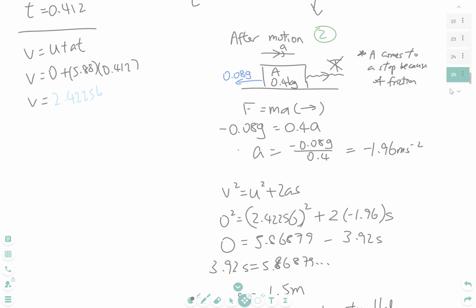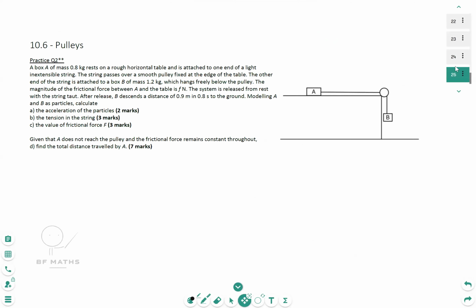Now, once you're happy with this, the final question for this chapter 10 is a very similar question. I just want to make sure you can do something similar. I'll let you read the question. What I want you to do is have a go at questions A, B, and C first. Pause the video, have a go. When you're ready for the answers for A, B, and C, you can press play.